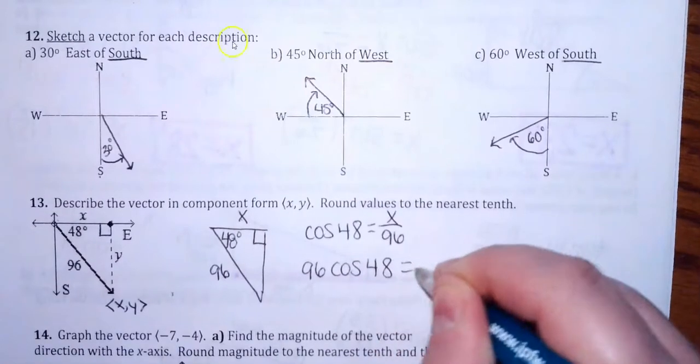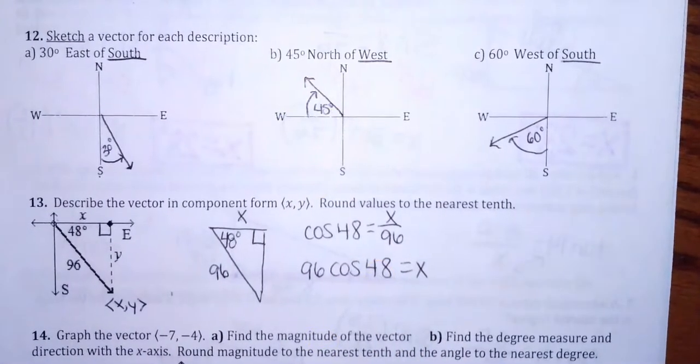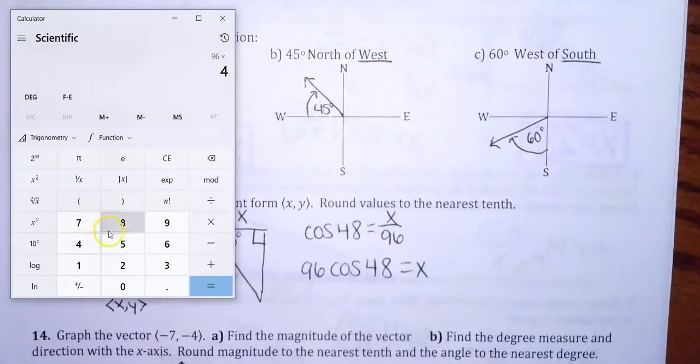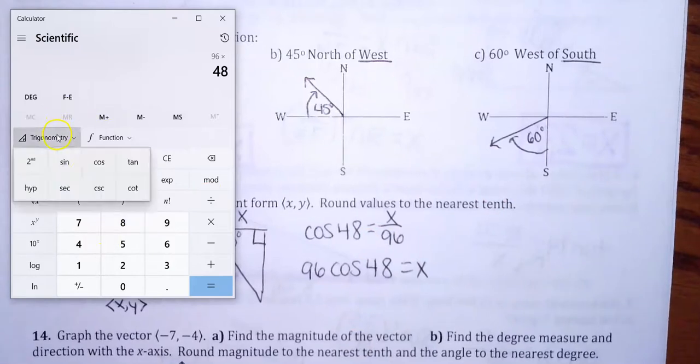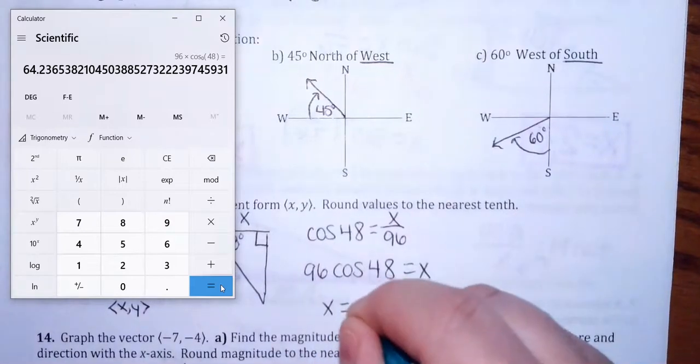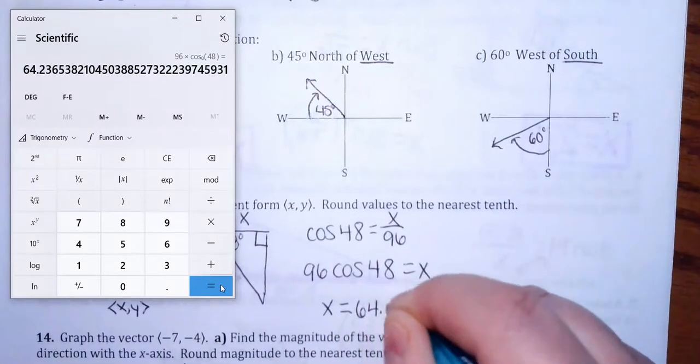And I'm going to go ahead and do that on my little calculator on the computer here, sorry. So we're going to do 96 times, and remember on mine I just have to type the angle measure first, the cosine of 48, and you can see that up there. I'm going to go ahead and hit equals, and we're going to round this to the nearest tenth. So x here is going to be about 64.2.